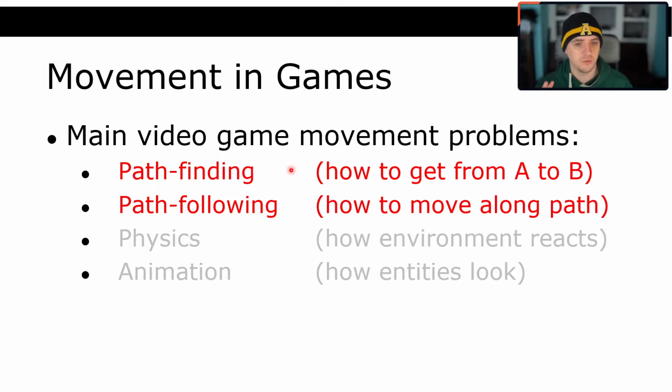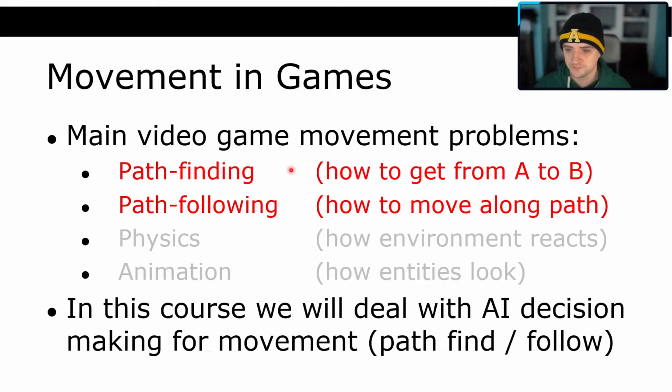But in this course, I want to go over some different algorithms that we didn't cover in that course. So in this course, we'll be dealing with AI decision-making for movement. So path finding and path following, those decision-making problems, but not the physics or the animation.